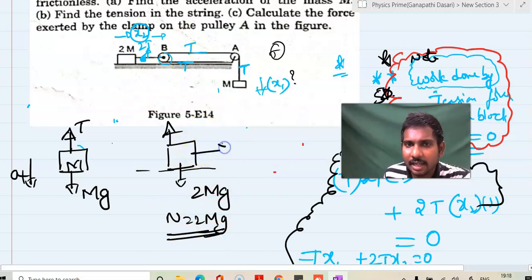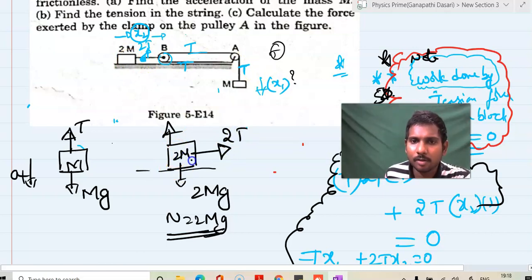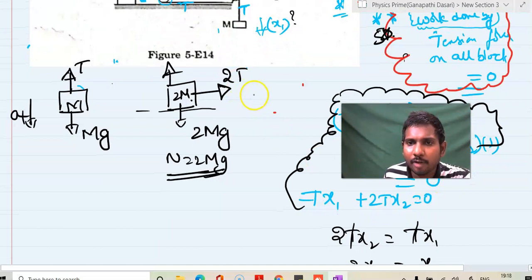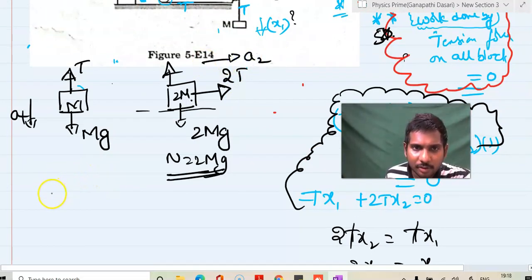If we cut it and pull it out, there will be 2T tension here. If this is T, this should become 2T, and this is a 2m block. If I draw the equations for it, it should be going in the forward direction with an acceleration a2. For the other block, mg is going downwards, so the bigger force will be mg.